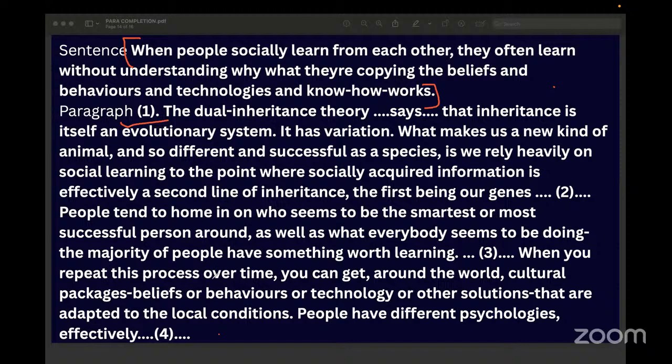When you repeat this process over time, you can get around the world, cultural packages, beliefs or behaviors or technology or other solutions that are adapted to the local conditions. People have different psychologies effectively, dash. Okay, that's the last part. So I want to tell you one more thing. Let's say you read it once, your mind was, you were simply reading.